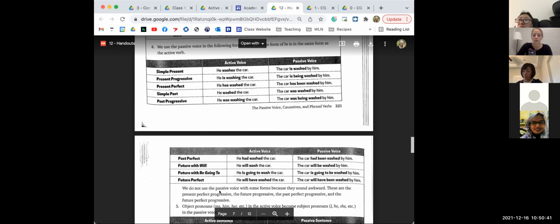There are some forms of the verb that we don't use the passive because it just sounds too awkward. It's easier to say something else instead. So the present perfect progressive and past perfect progressive, we wouldn't use the passive form of those words. Same with the future progressive and future perfect progressive. So the perfect progressive tenses, we do not use the passive form for. It's too many words. It sounds really weird. We would express that idea in a different way.